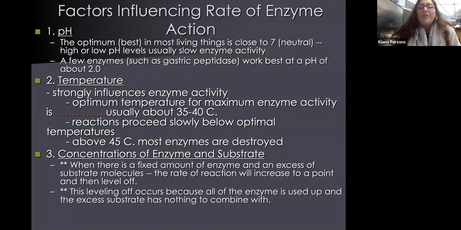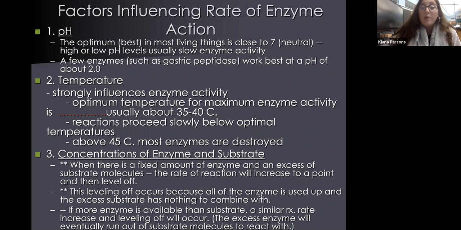So this leveling off occurs because all of the enzyme is used up and the excess substrate has nothing to combine with. So it can still theoretically be digested or go through, and the reaction may still occur, but the rate is not going to be increased. The rate of the reaction is not going to be affected by the enzyme if it's all used up or it's all busy with other substrate.